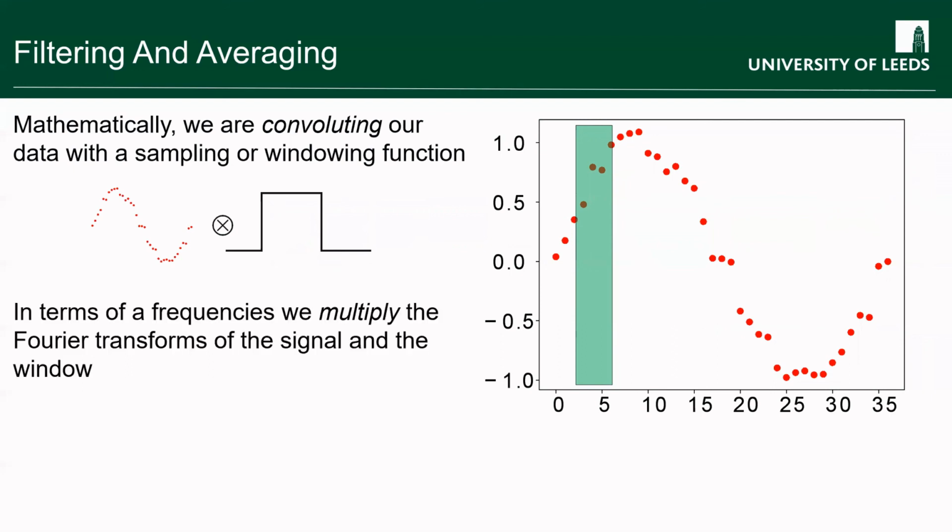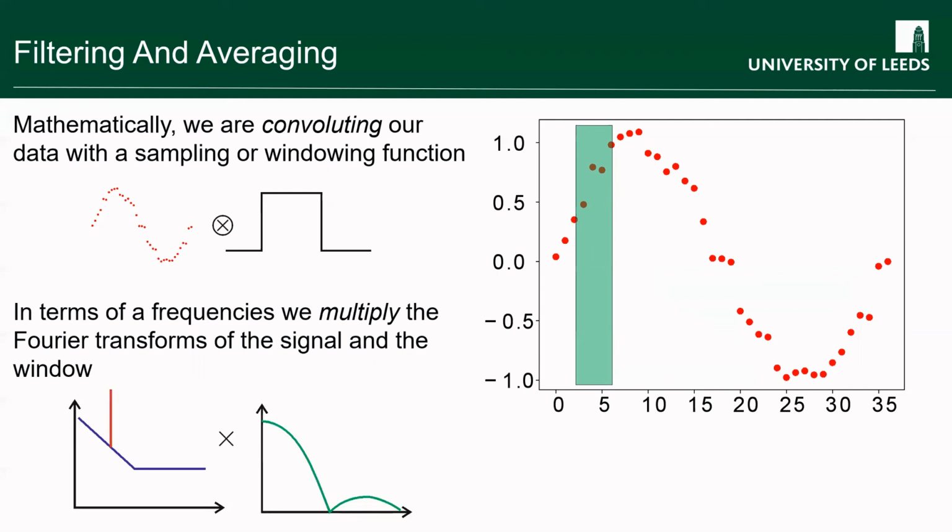In terms of what this is doing to our data, we can think about what happens when we do the Fourier transform and look at the frequencies. This relies on a rather nice property of convolving functions: if I convolve two functions together and then take the Fourier transform, what I get is the product of multiplying the Fourier transforms of those two functions separately.